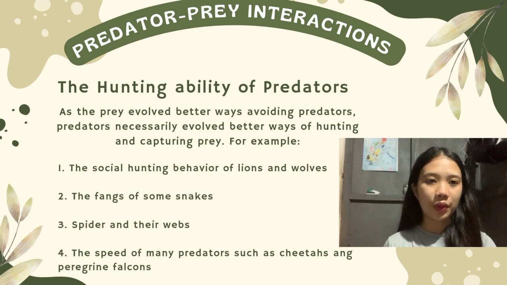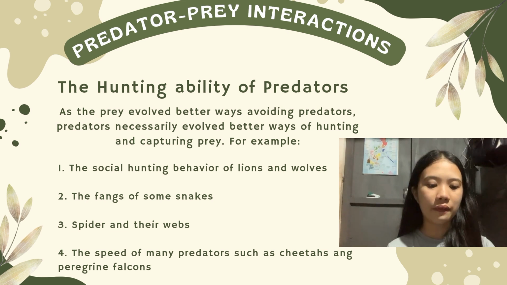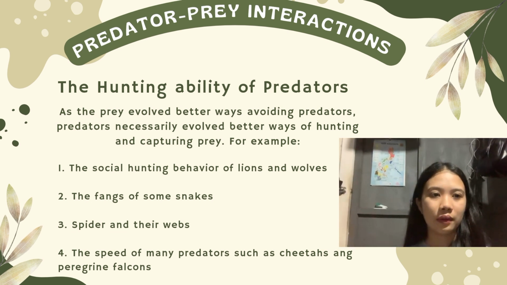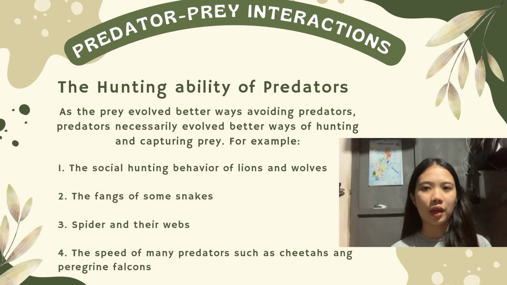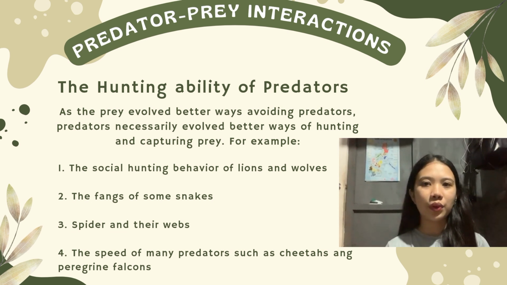This interaction between predators and prey has produced some complex adaptations. For example, number 1, social hunting behaviors of lions and wolves. Lions and wolves hunt together. Lionesses work as a team to catch prey. Wolves also work together, taking turns chasing prey until it's tired. Both use teamwork to get food.